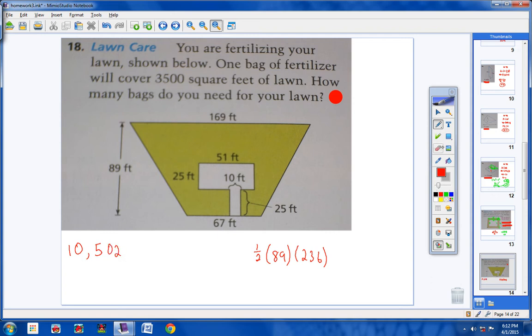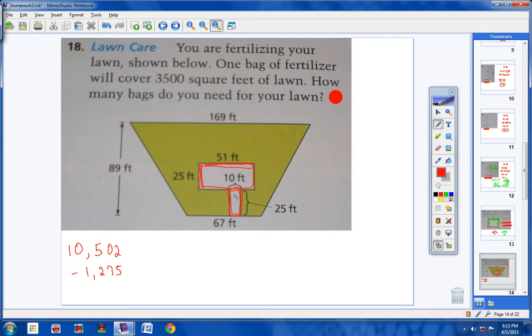10,502 would be the area of the entire green trapezoid. Now, let's subtract out this white rectangle. Well, that's easy enough. It has a length and a width of 25 and 51. So very quickly, 25 times 51 is 1,275. So minus 1,275.